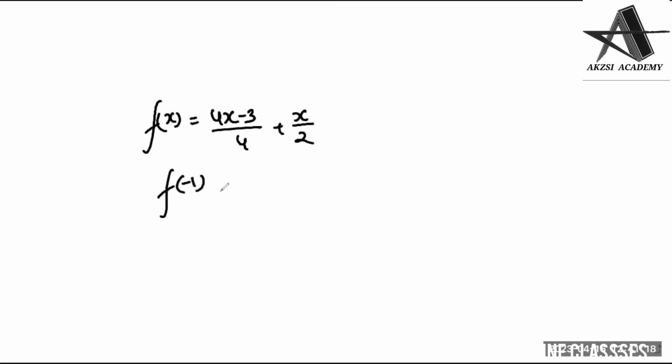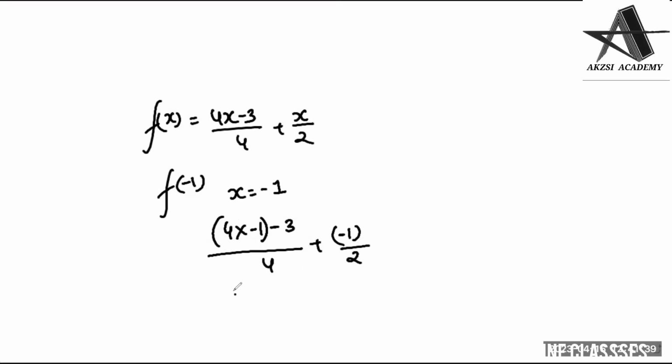Now let me see some questions. It's given as f(x) equals (4x minus 3) over 4 plus x by 2. Find f(-1). As I told you, you just have to write x equals -1. Wherever you see x in this equation, replace it with -1. It's going to be 4(-1) minus 3. I'm multiplying, so it should be inside the bracket. Over 4 plus (-1) over 2. Negative 4 minus 3 over 4, minus 1 by 2. This is negative 7 over 4 minus 1 by 2.